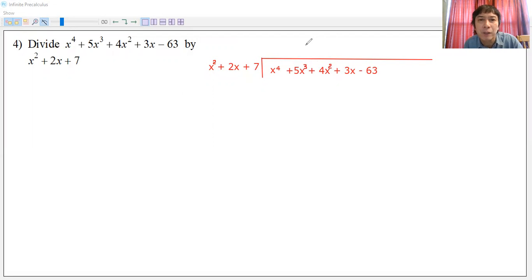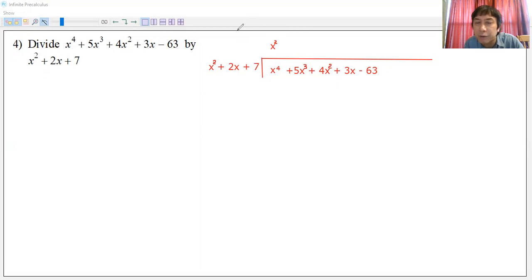So we start our division. x to the fourth divided by x squared would be x squared. So we're going to type it here, x squared. Let me adjust it so that it's on the very top. And that should be degree 2.